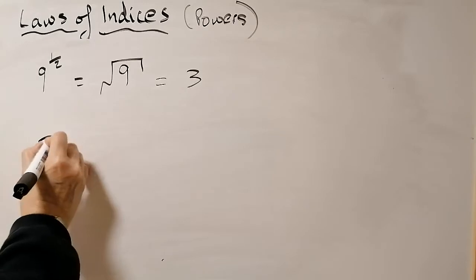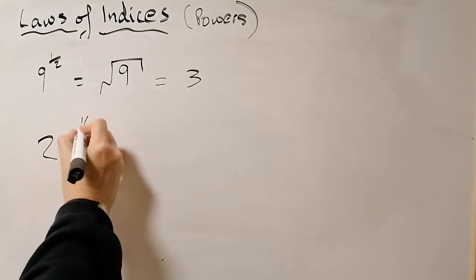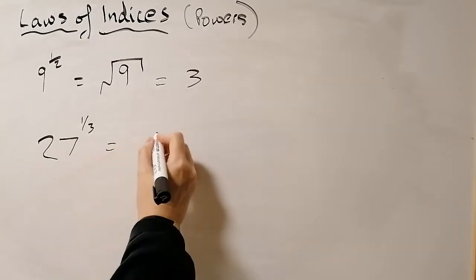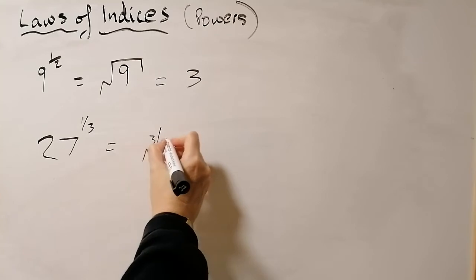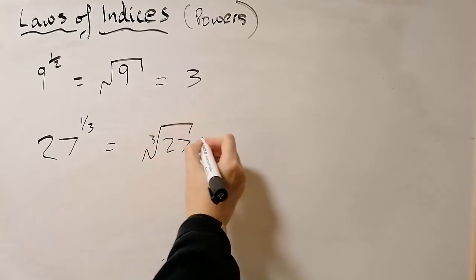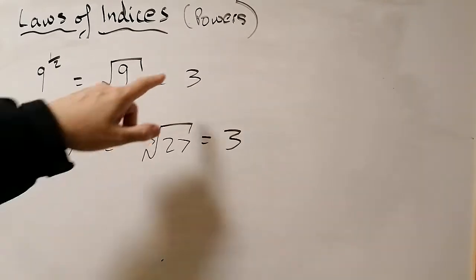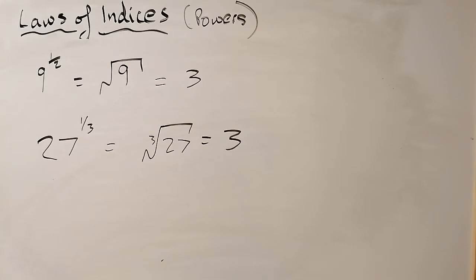Let's look at this one, 27 to the power of 1/3. In very similar ways, that gives us the cube root of 27, which of course is also 3, because 3 times 3 times 3 is 27, and 3 times 3 is 9. So fractional indices are important, and this is a little bit of mathematical language you basically just need to learn.